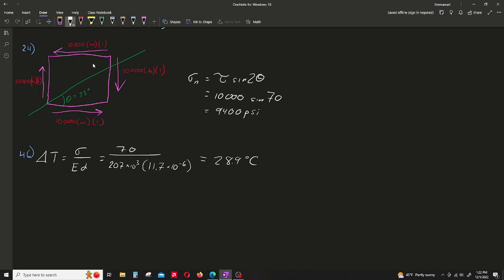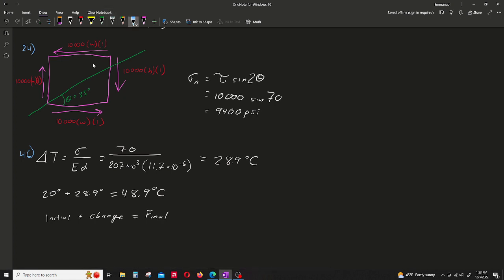And so they said it was allowed to cool to 20 degrees Celsius, so it wants to know where it was heated. The change of temperature was 28.9. It was allowed to cool to 20, so therefore it would be 48.9 degrees Celsius. So this is kind of like initial plus the change equals the final.